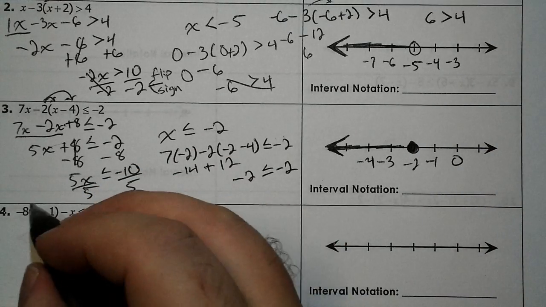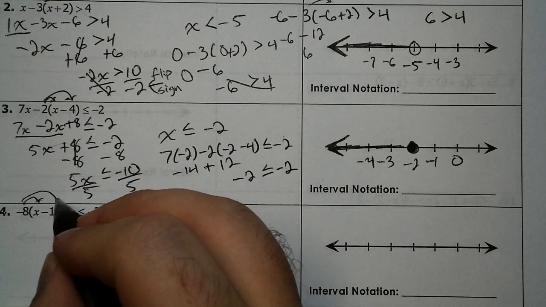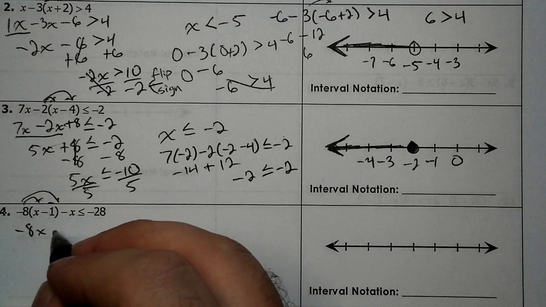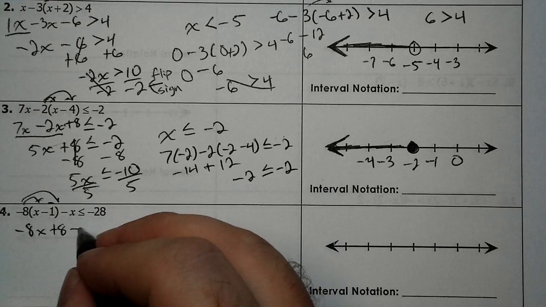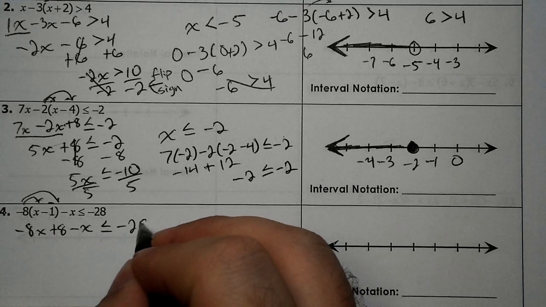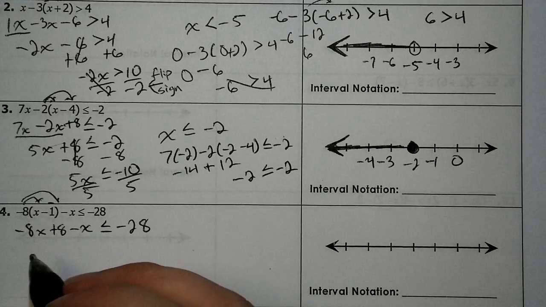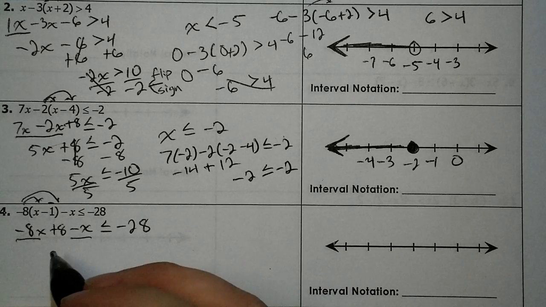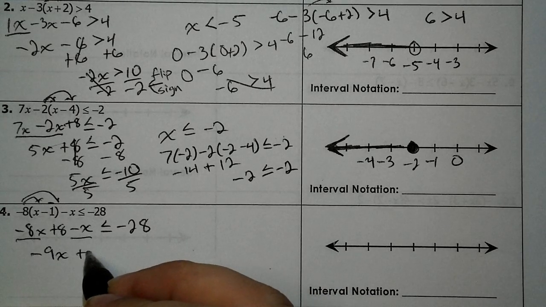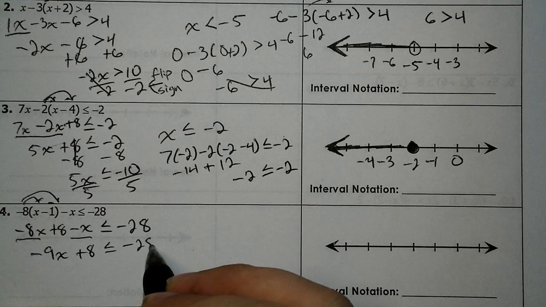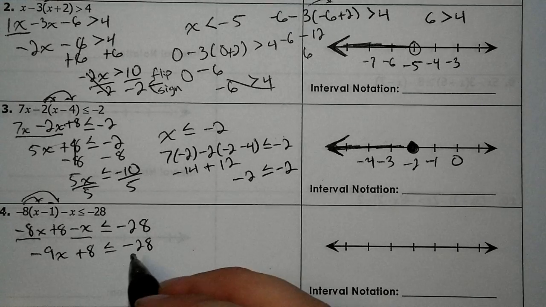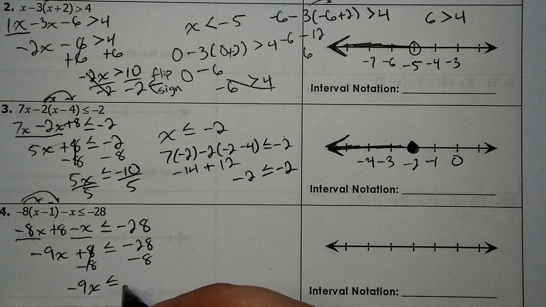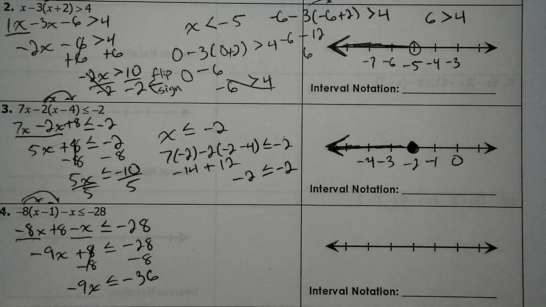Solve the inequality first. Distribute. So, negative 8 times x is negative 8x. Negative 8 times negative 1 is positive 8, minus x should be less than or equal to negative 28. Now, combine your like terms. I've got a negative 8x and a negative 1x. Negative 8x minus 1x is going to be negative 9x plus 8 is less than or equal to negative 28. Now, I'm going to move my numbers to the other side, so subtract 8. Negative 9x is less than or equal to negative 36.